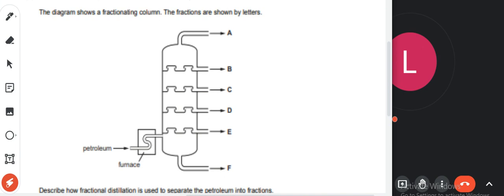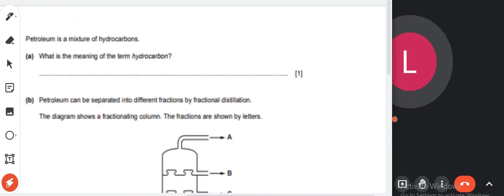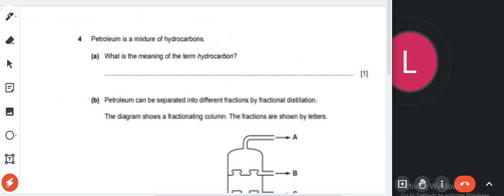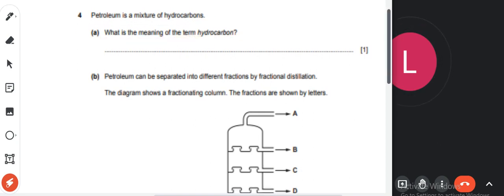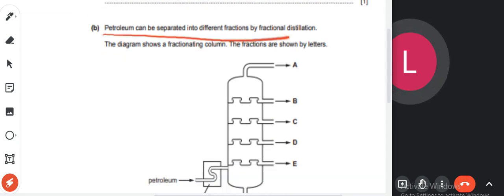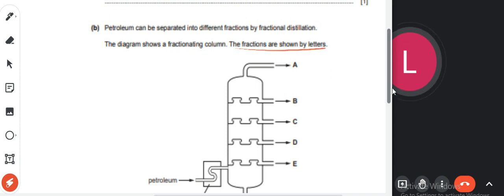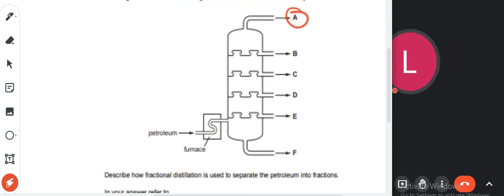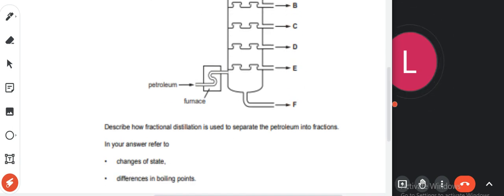All right, and this one is on petroleum. Petroleum is a mixture of hydrocarbons. What's the meaning of the term hydrocarbon? We talked about that. So petroleum can be separated into different fractions by fractional distillation. The diagram shows a fractionating column. The fractions are shown by letters A, B, C, D, E, F. You know, the petroleum is fed into this lower chamber through the furnace.